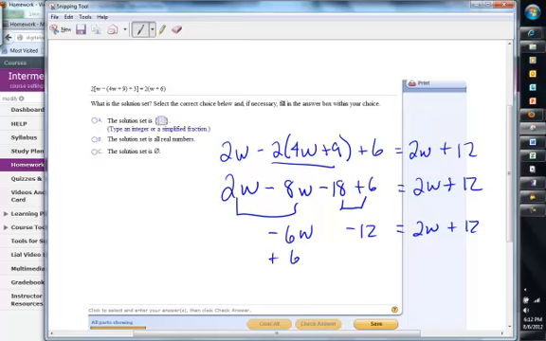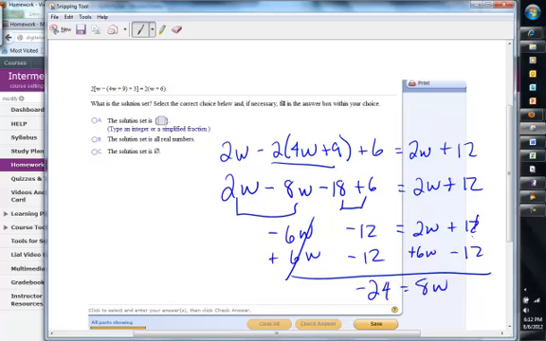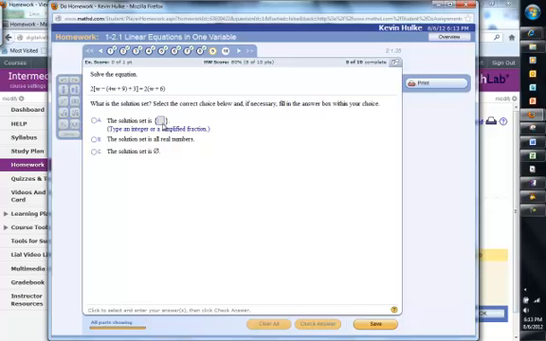Let's add 6w to both sides. And let's subtract 12 from each side. These cancel, and we get negative 24 equals 8w. These cancel. Divide both sides by 8, and we get w equals negative 3. Number 10.